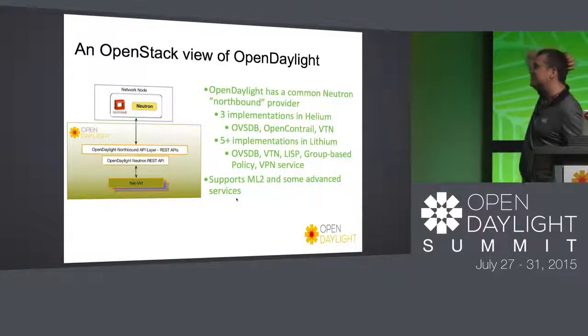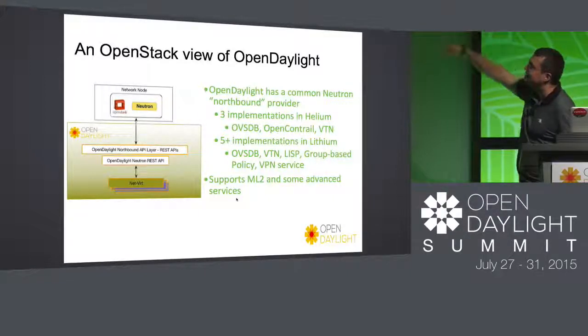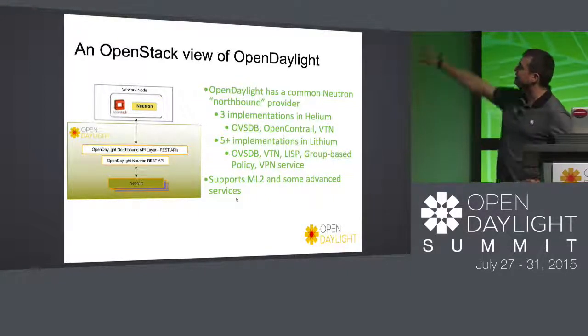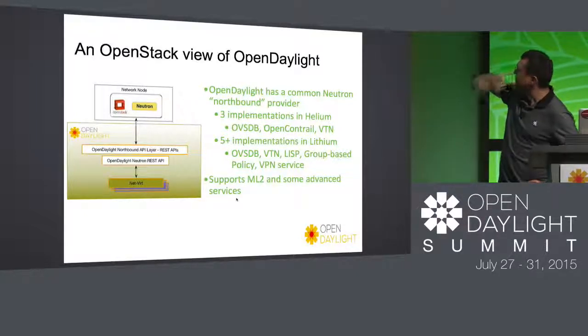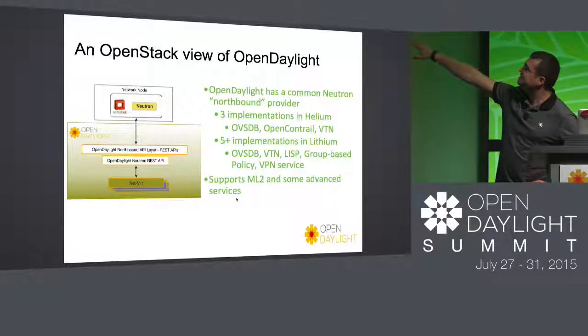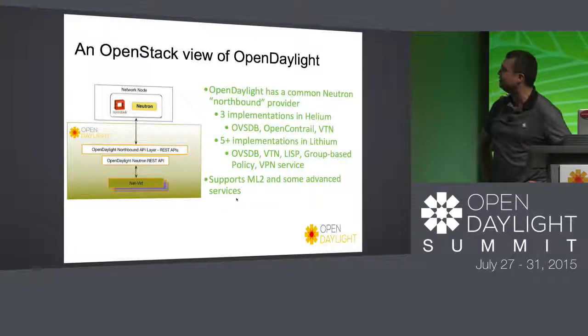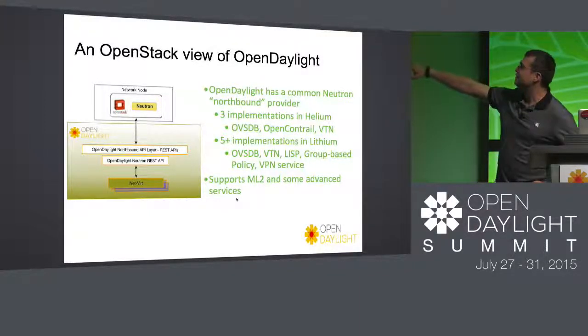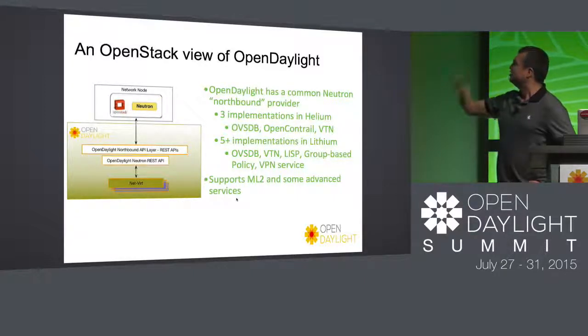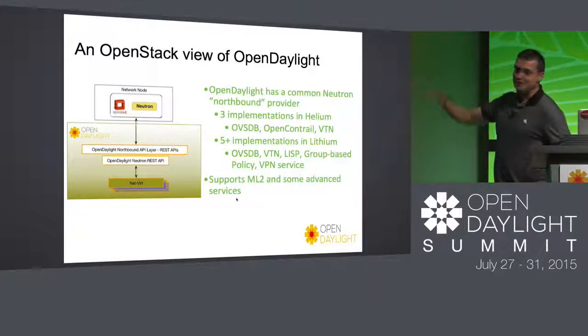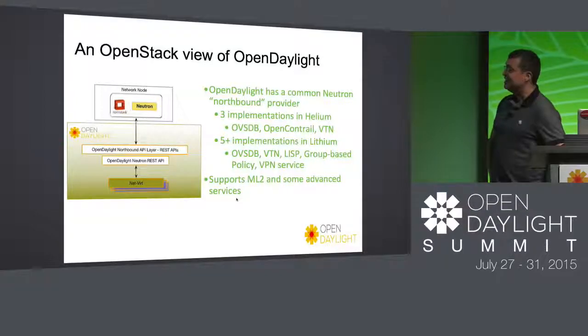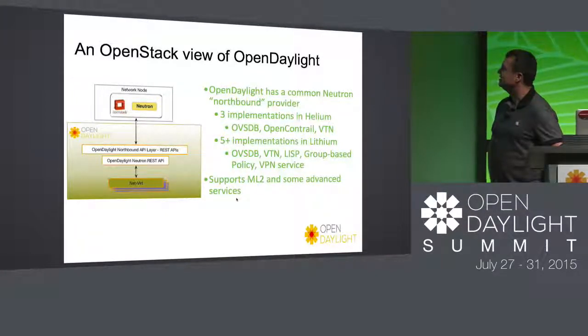So this is another way of looking at it, and the point I was trying to make is that in Helium, you had pretty much 3 implementations of what I'm referring to as the network below there. And in Lithium, that became 5. Open Control dropped out, and GBP, the one you have probably heard a lot about, is being introduced in Lithium.